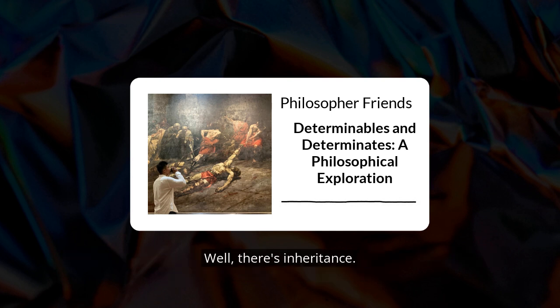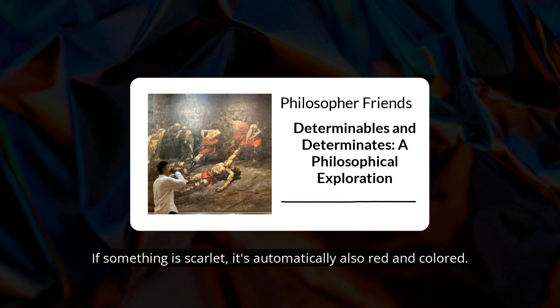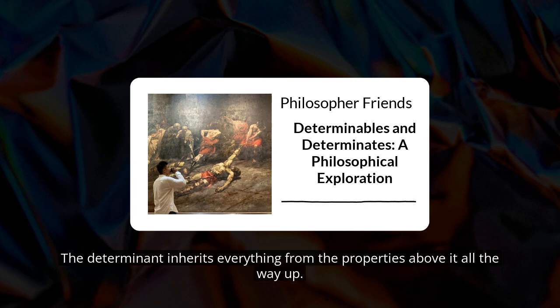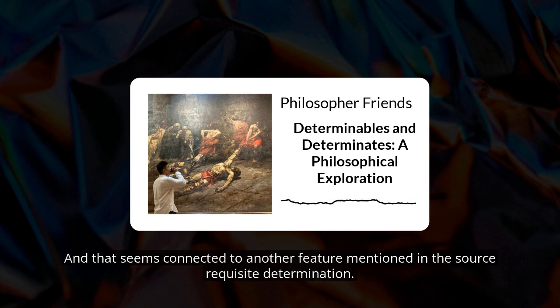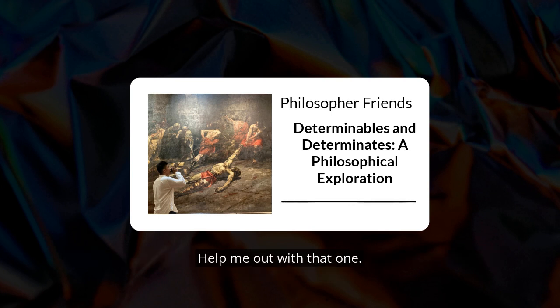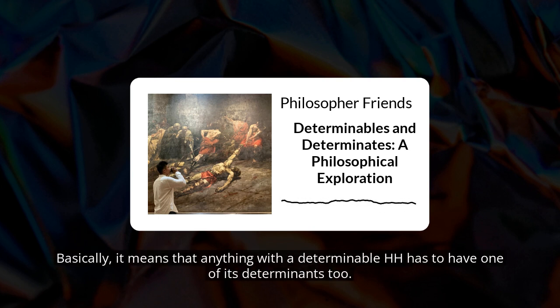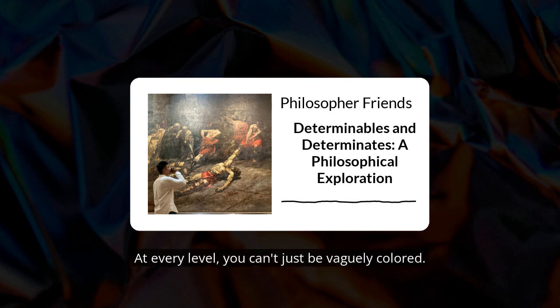Well, there's inheritance. Can't forget that one. If something is scarlet, it's automatically also red and colored. The determinate inherits everything from the properties above it all the way up. Like a package deal. You can't get the grandchild property without the parent and grandparent properties, too. And that seems connected to another feature mentioned in the source, requisite determination. Help me out with that one. Basically, it means that anything with a determinable has to have one of its determinates, too, at every level. You can't just be vaguely colored.